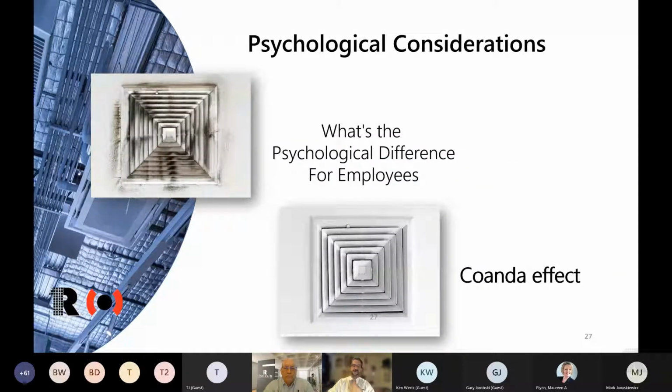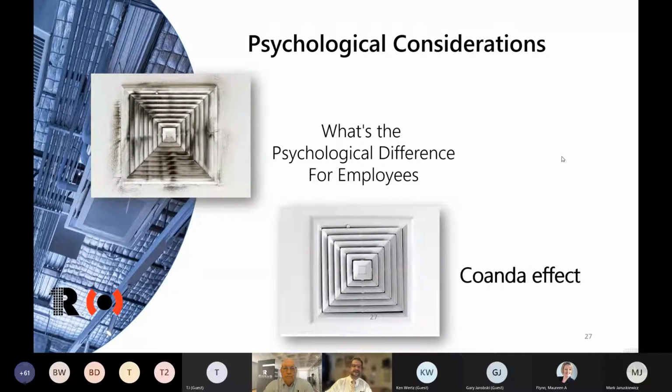Now, I want to talk a little bit about psychological considerations too, because these are a profound issue when it comes to these types of situations. So let's just talk in general. If you have mechanical systems in there and they look dirty or not clean, that right there is an issue. A lot of times registers look dirty, return registers or supply registers, but that does not necessarily indicate that the system is dirty, believe it or not.